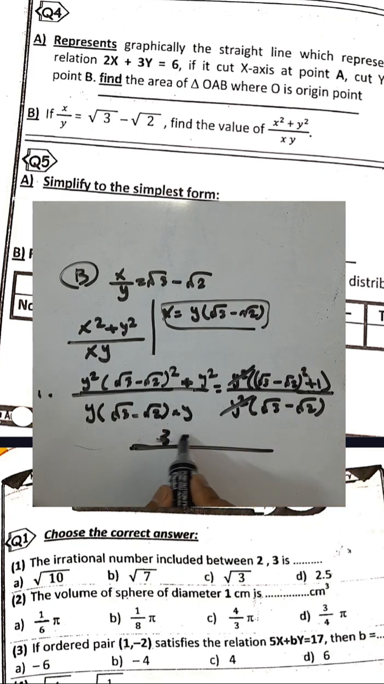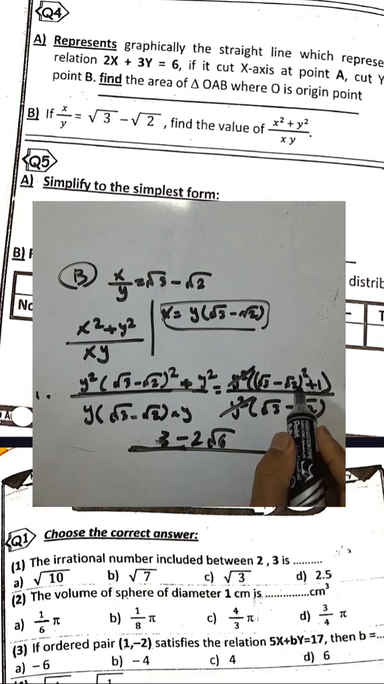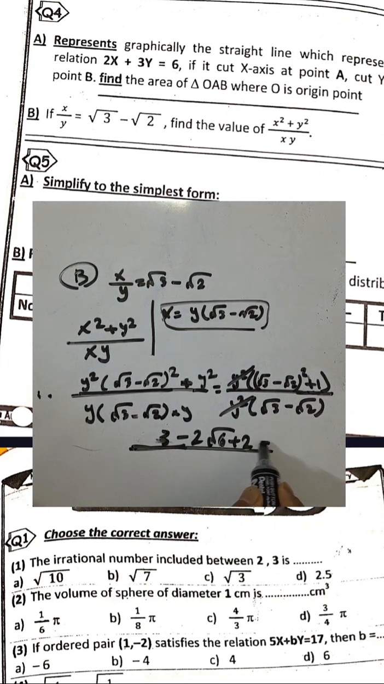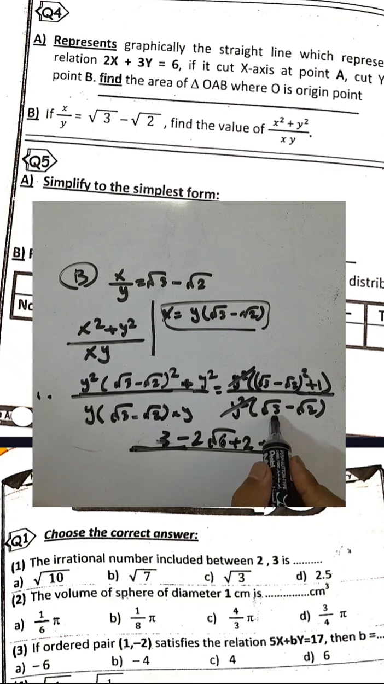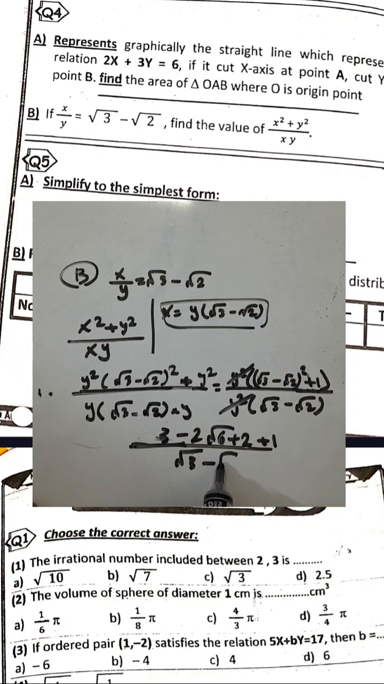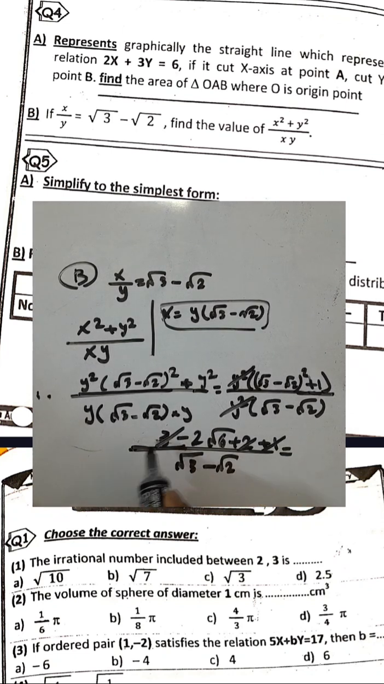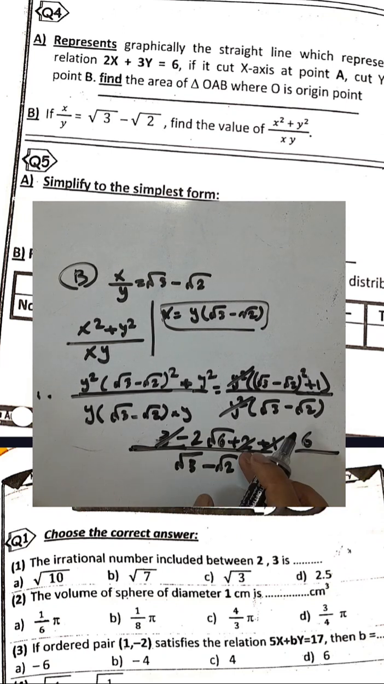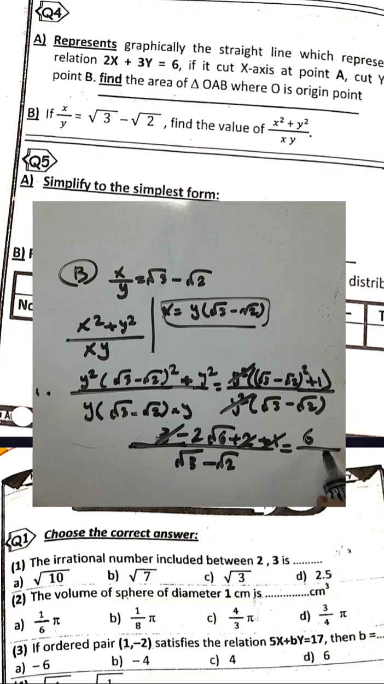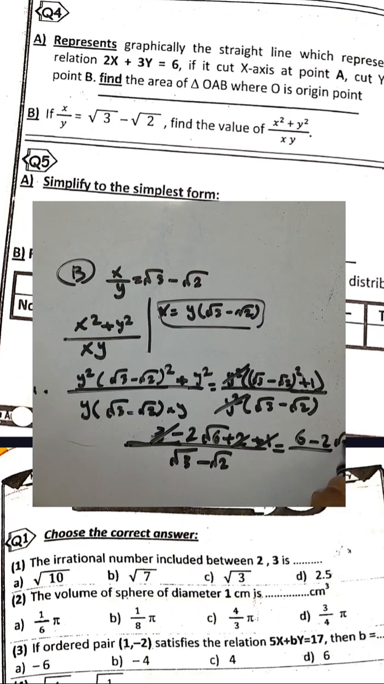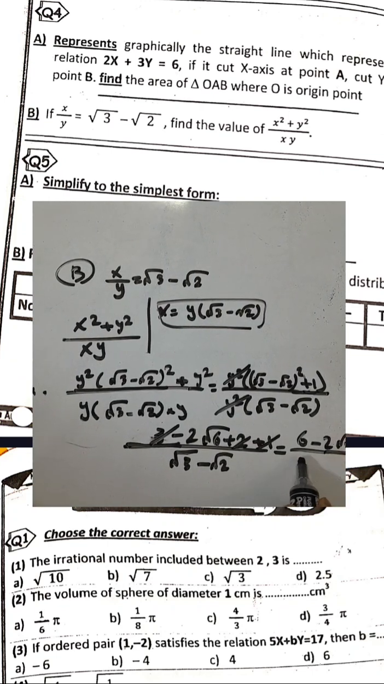And write negative root 2 times root 3 times 2, it will be 2 root 6. Root 2 power 2, it will be 2. Plus 1, and in the numerator, write root 3 subtract root 2. Again, 1 plus 2, 3. 3 plus 3 equals 6. So, 6 subtract 2 root 6 over root 3 minus root 2.